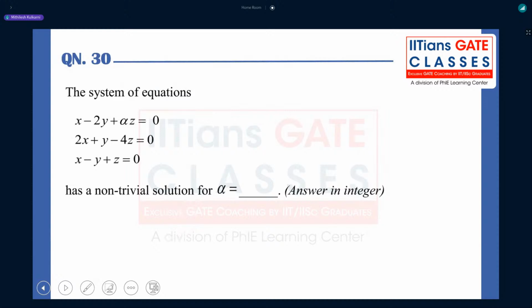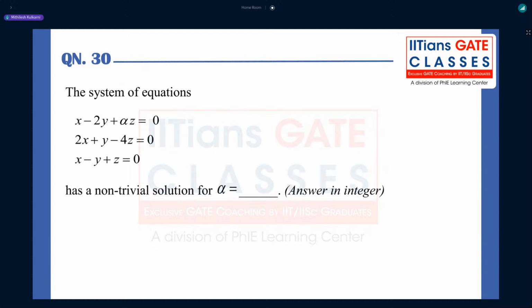Coming towards the next question, question number 30. A system of equations is given to us with a non-trivial solution for the alpha value, and that alpha value we have to calculate. What is the meaning of non-trivial solution? Maybe an infinite solution, right? So a non-trivial solution exists when the determinant of the given matrix is 0. So basically we have to rewrite these system of equations in matrix form and take the determinant and equate it to 0.